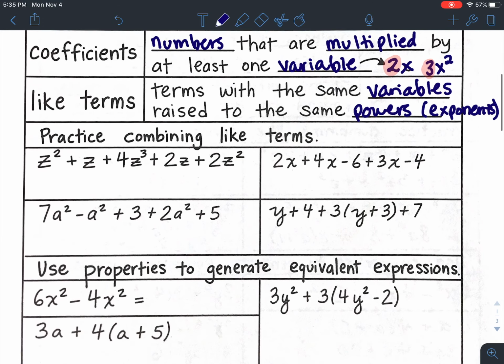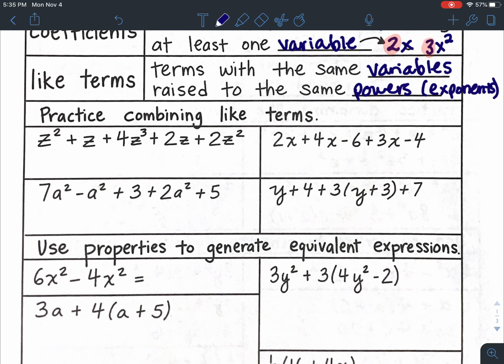So let's look at combining like terms. So here I have z squared plus z plus 4z cubed plus 2z plus 2z squared. So what I want to do first, I want to circle, underline, box, however you want to separate these. You could color code them, use different highlighters or anything like that. My terms that are the same, my like terms. So I'm going to look at what I have. Here I have z squared, and I want to see if I have any other z squareds, regardless of the coefficient or the number that's in front. So I see here at the end, I have 2z squared.